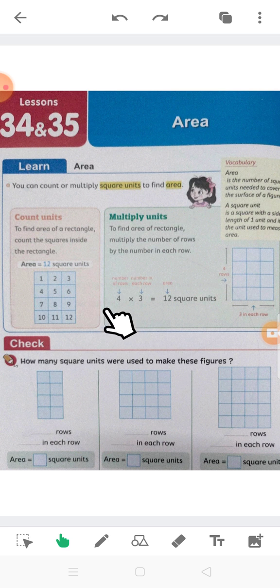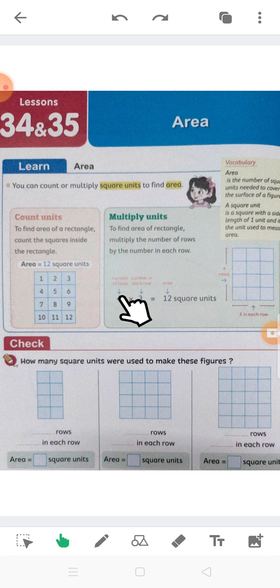Okay? I've got two ways to show the area. The first way is to count square units inside the figure like this. And the second way is to find the area by using rows and columns, or how many are inside each row. So look at this figure. I've got 1, 2, 3, 4 rows. And how many columns? I've got 3 columns. Okay?